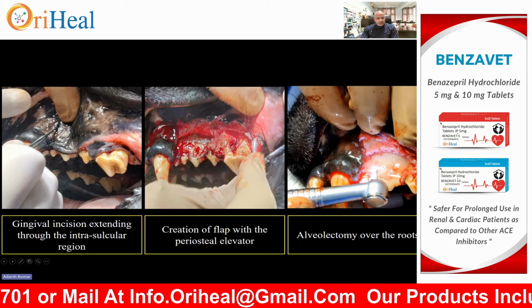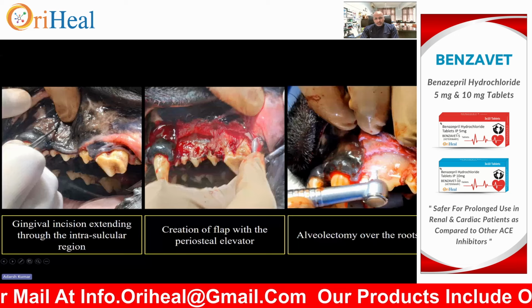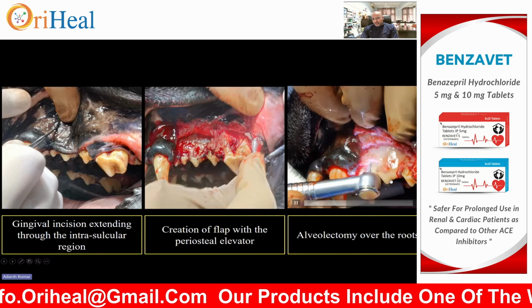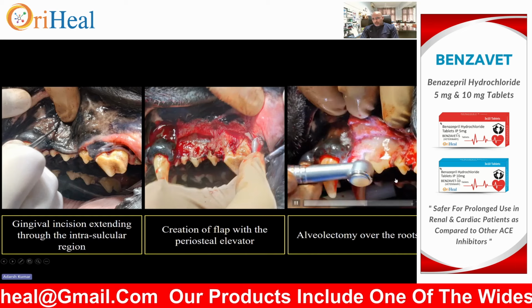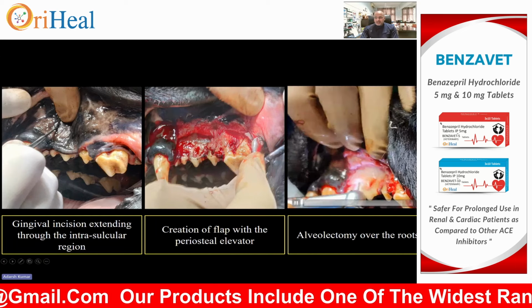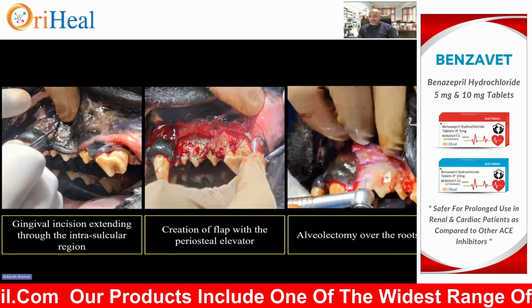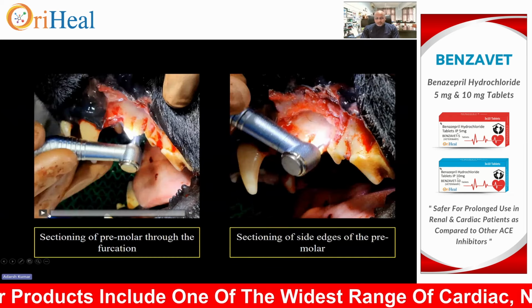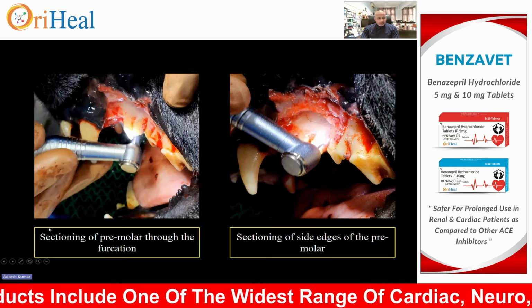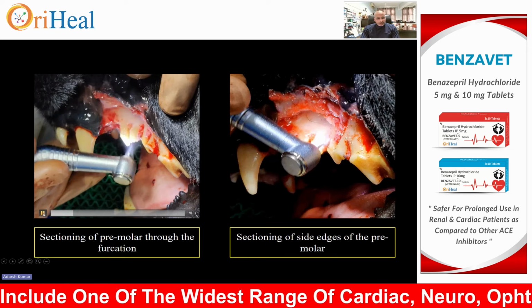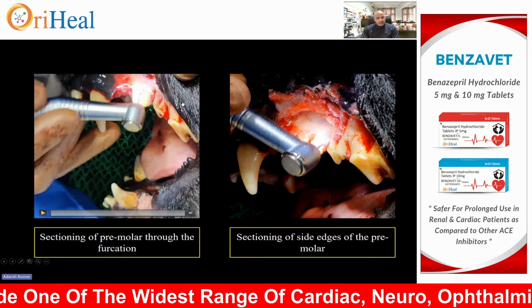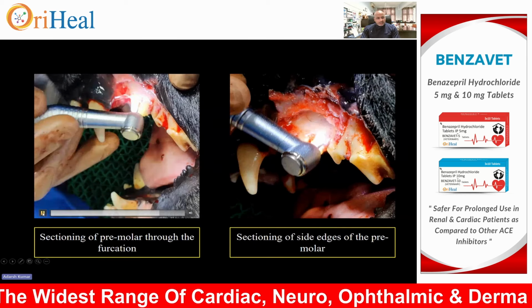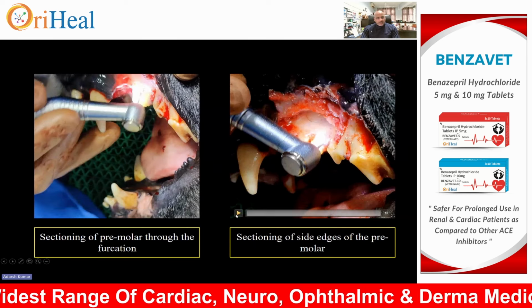Then you raise the flap, and do the alveolectomy over the roots to expose the root. 50 to 60% of the root is exposed prior to putting the luxator inside. Now this is sectioning of the tooth with the cross-cut bur. I'm cutting the furcation here. Look again, cutting through. So the two roots are being differentiated.